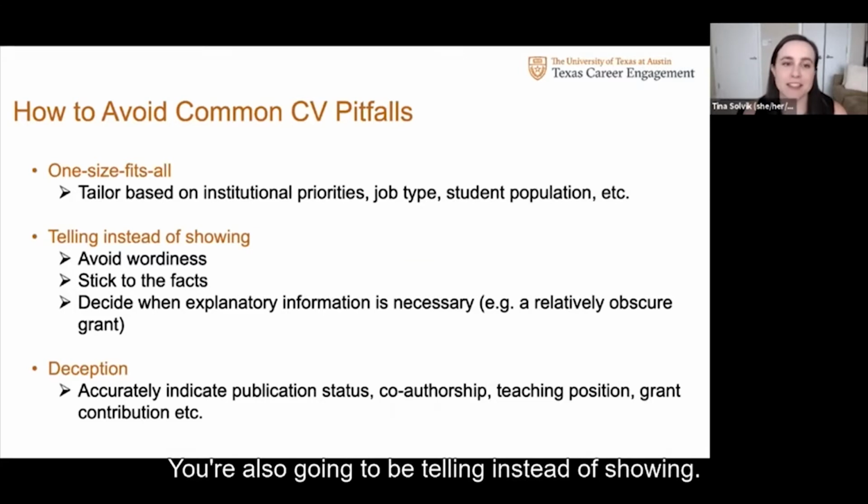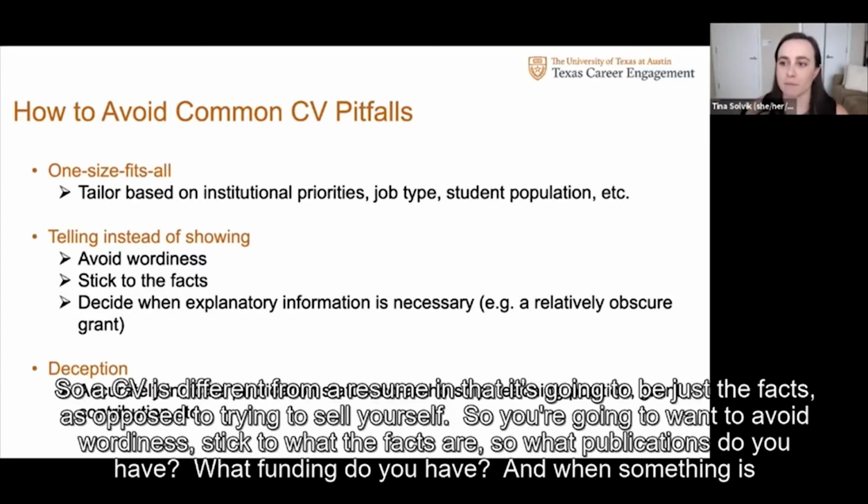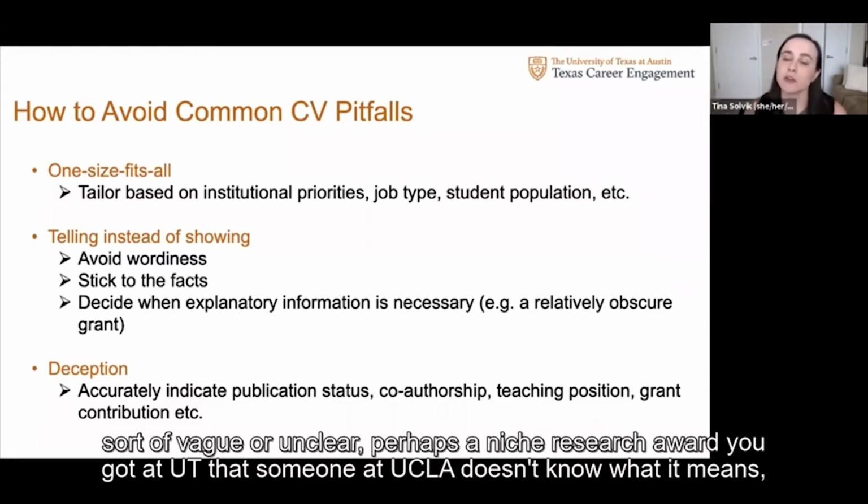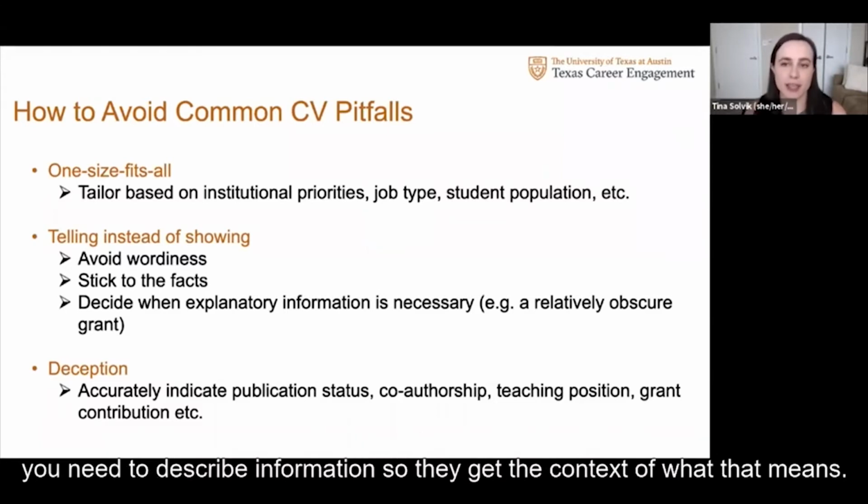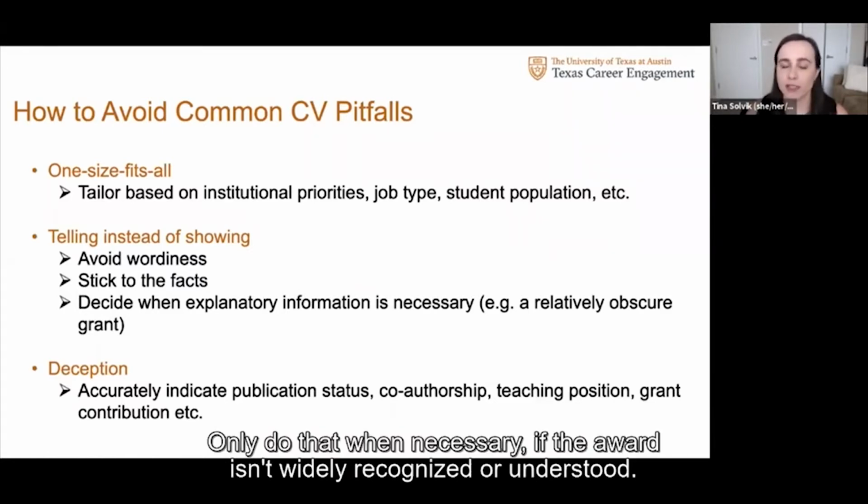So you're also going to be telling instead of showing. A CV is different from a resume in that it's going to be just the facts as opposed to trying to sell yourself. So you're going to want to avoid wordiness and stick to what the facts are. So what publications do you have? What funding do you have? And when something is vague or unclear, like perhaps it's a niche research award that you got at UT that someone at UCLA will not know what that means, you'll then describe the information so that they get the context of what that means. But you only do that when necessary, if the award isn't widely recognized or understood.